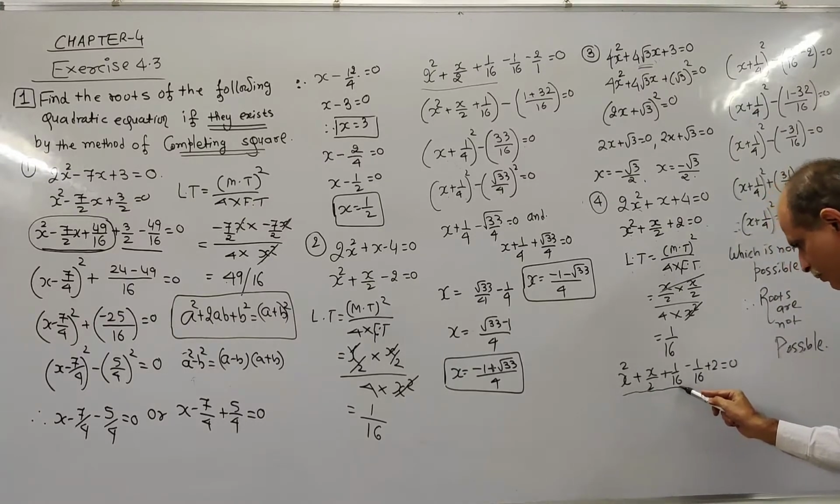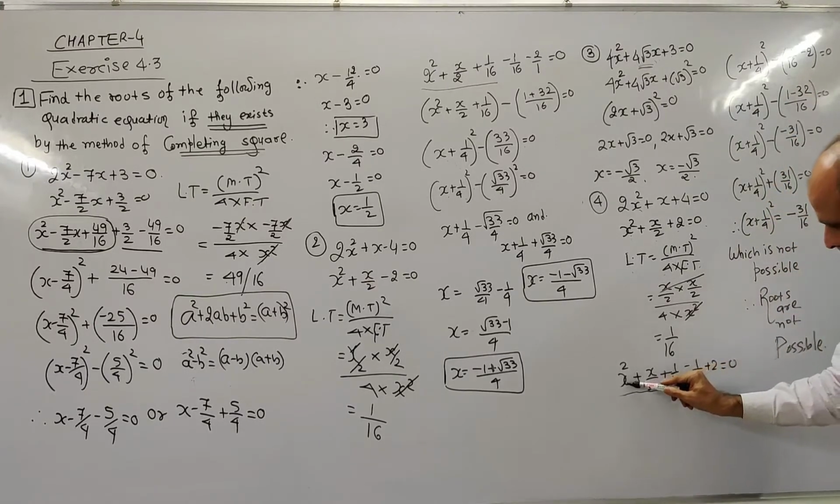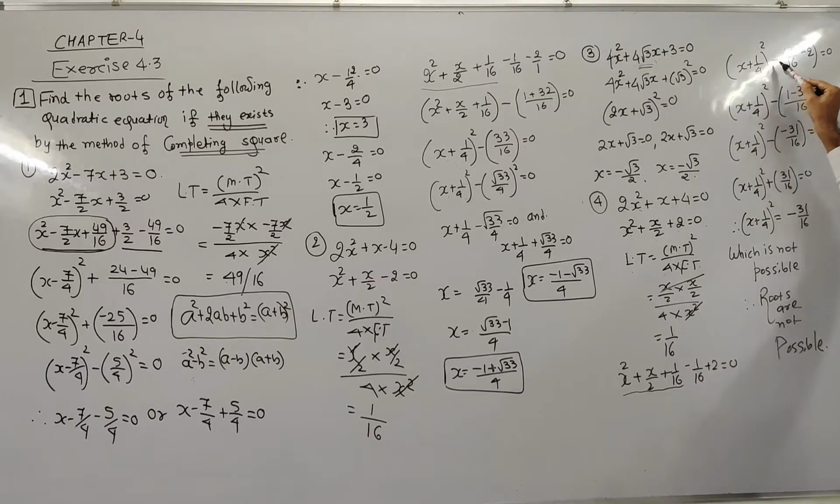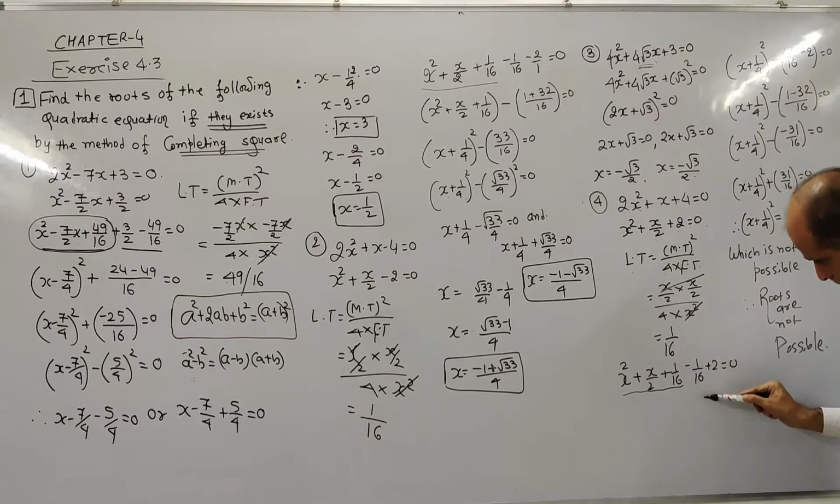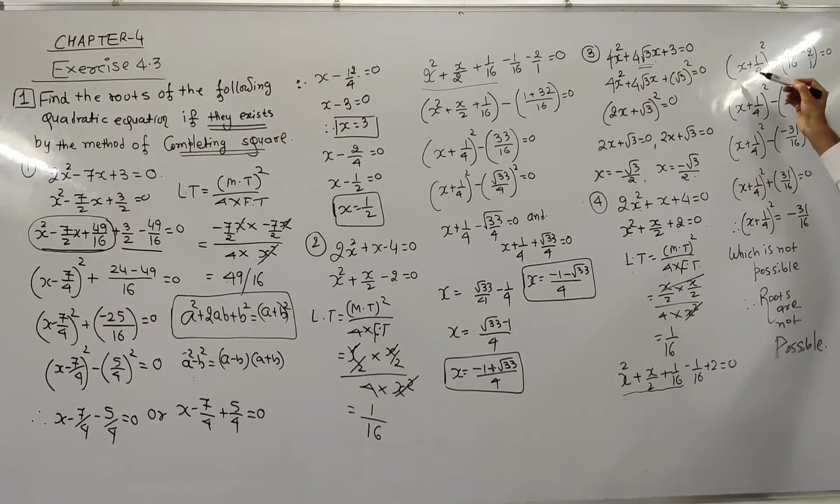For these three you can use perfect square polynomial. So you get (x + 1/4)² minus, if you take minus common, this becomes 1/16 minus 2/1. Now take LCM. (x + 1/4)² minus 1/16 minus 32/16 is equal to 0. So (x + 1/4)² minus 1 minus 32, which means minus 31 upon 16, is equal to 0. So (x + 1/4)² is equal to plus 31 upon 16.